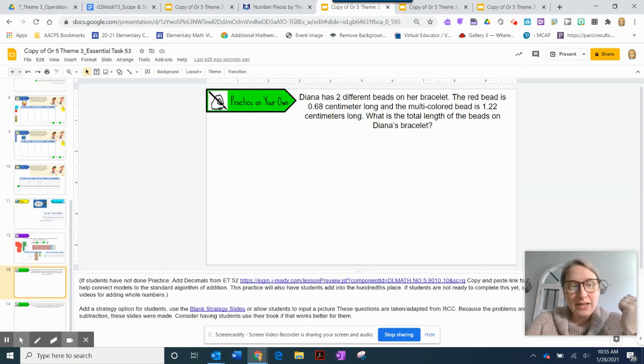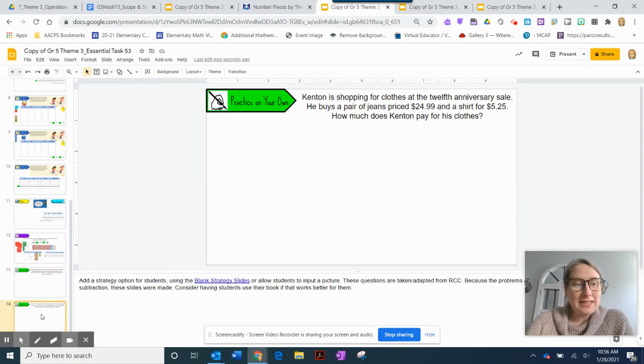We have practice here. If you did not use that video from the previous essential task, please use that for this. You'll also see that it says here to add your own strategies. So the blank strategy slides have all of these strategies in them. Add your own strategies, have students, based on what your students are meeting with the most success. So that is addition in a nutshell.